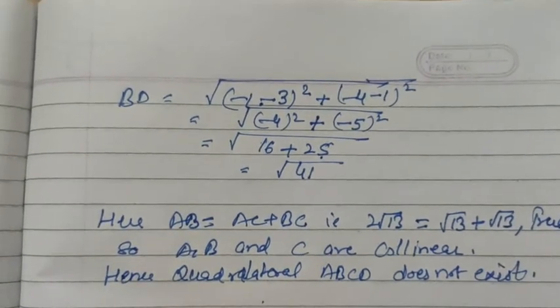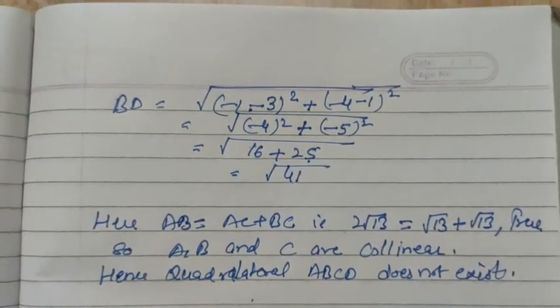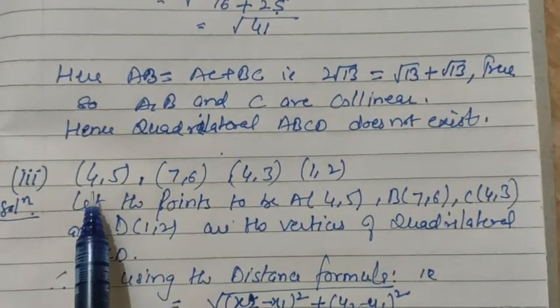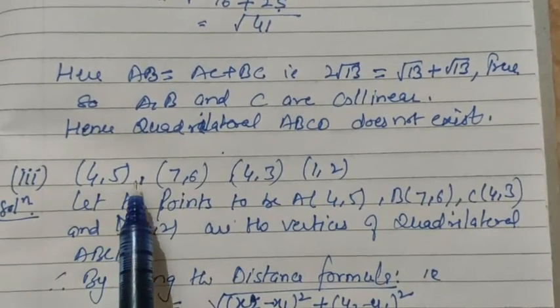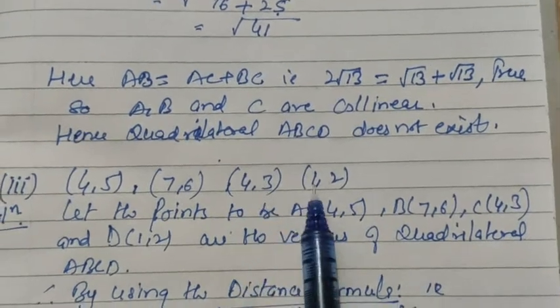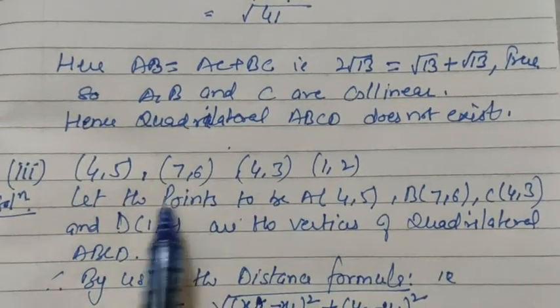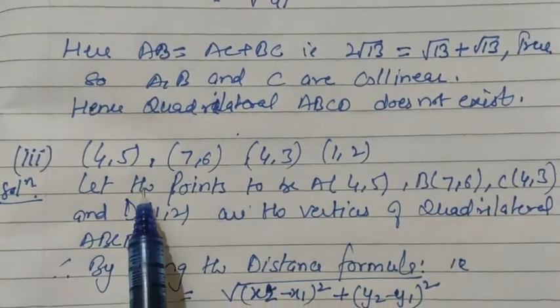This is all about part number 2. So pause the video and note it down. In the next part, that is part number 3, we are given points (4, 5), (7, 6), (4, 3) and (1, 2). We are to check whether this quadrilateral forms a square, rectangle, rhombus or parallelogram.